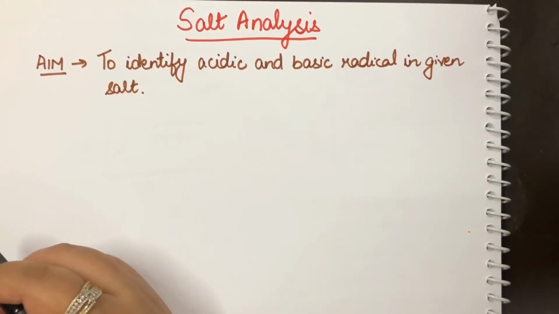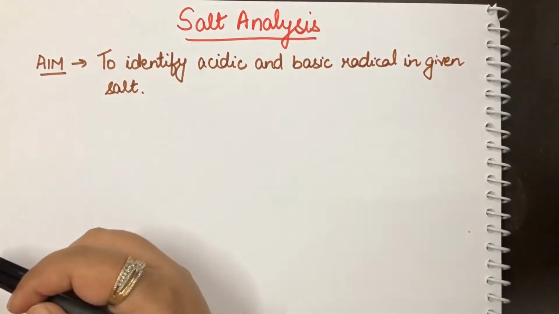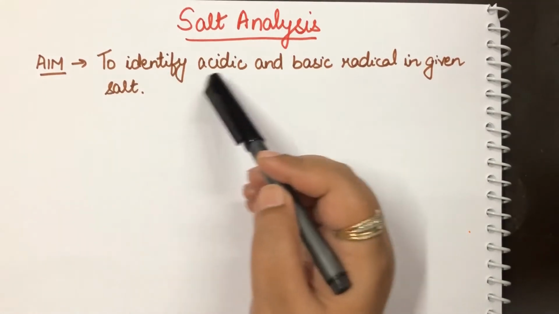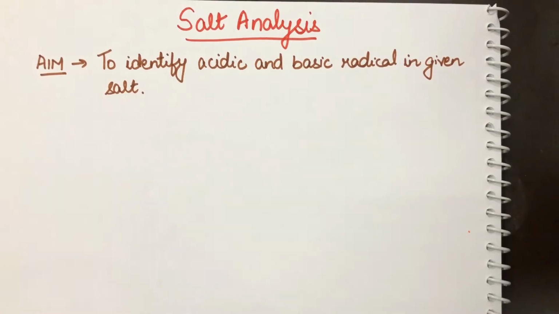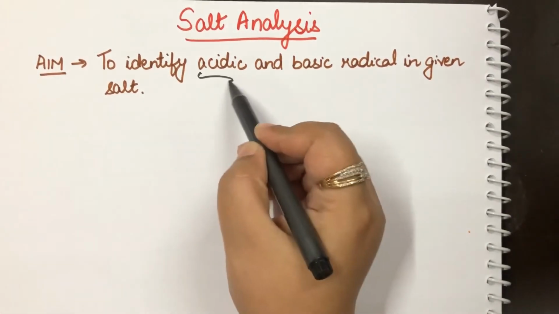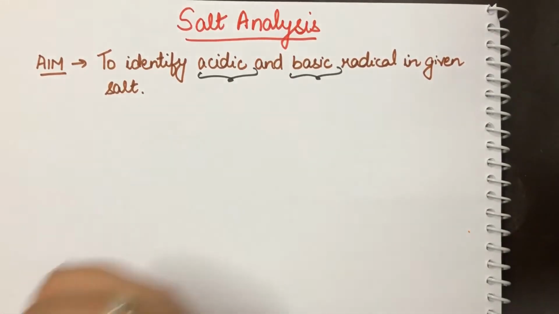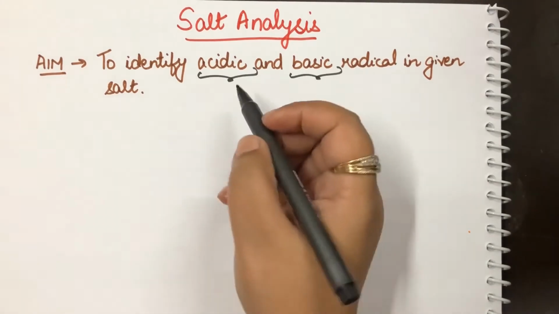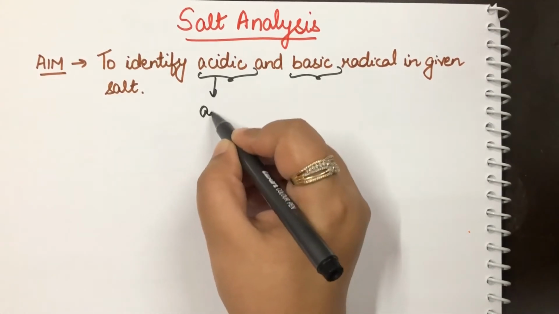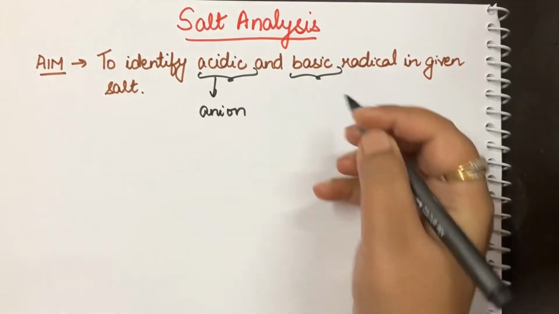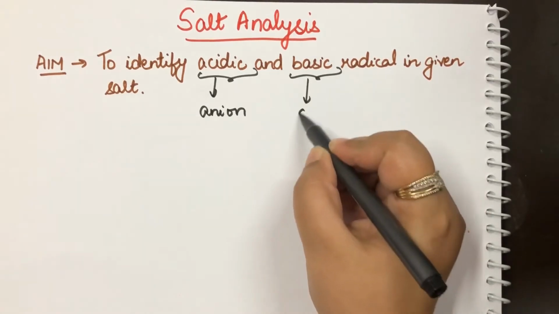In this video, I'm going to talk about a very major experiment from your chemistry practicals, and that is your salt analysis. Now, what will be the aim for the experiment? It is to identify the acidic and basic radical in the given salt. Now, what is this acidic and basic radical that the question is talking about? Acidic radical is your anion, and the basic radical is your cation.